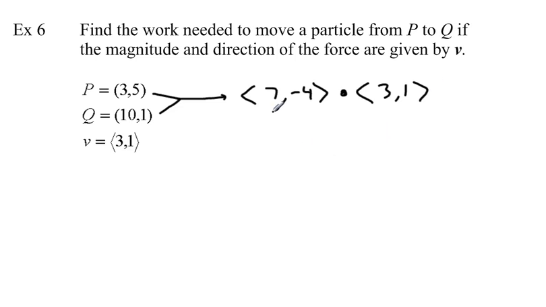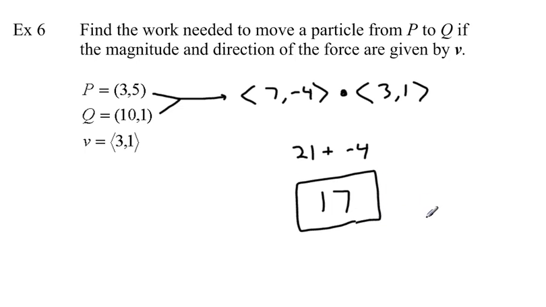Well, dot product means multiply the first coordinates plus multiply the second coordinates. So your amount of work, now we don't have any units here, amount of work is 17, whatever the unit happens to be.